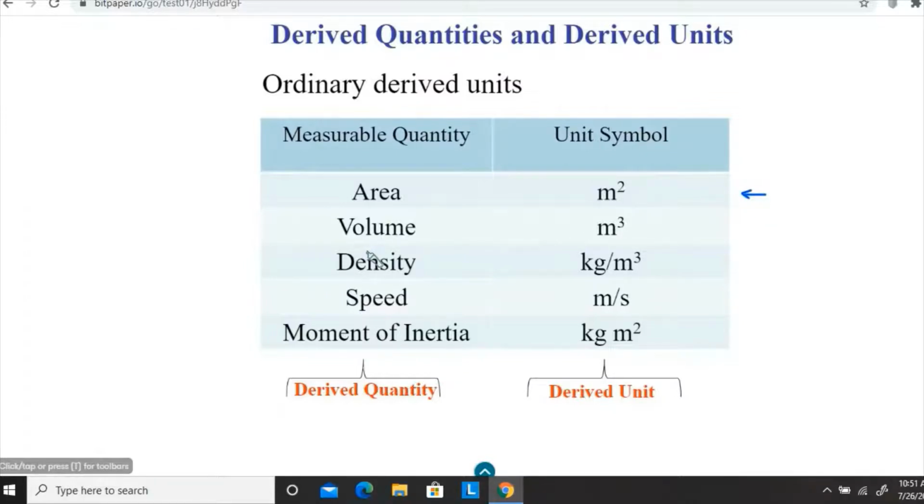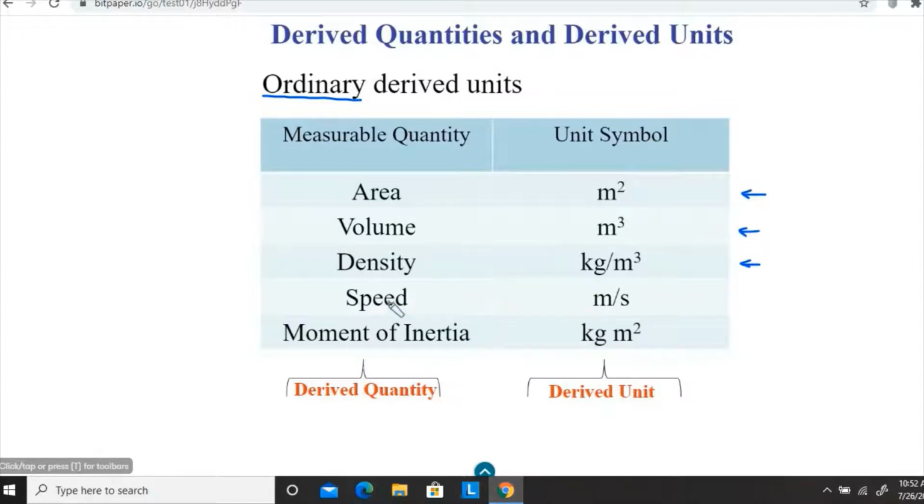Volume is width, length, height, a multiplication of all those 3 physical quantities. As a result, the unit is cubic meters. Density is mass over volume. As a result, you have kilograms per cubic meters. So these quantities are called ordinary derived measurable quantities and their SI units.